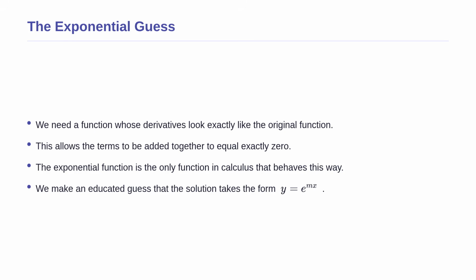This formula we just saw leads us to an important question. How do we actually solve it? We need a magical function that, when we take its derivatives, looks almost exactly like the original function. If they look alike, we can multiply them by our constant numbers, add them up, and get exactly 0. In all of calculus, there is only one function that behaves this way, the exponential function. So we make an educated guess that our solution will look like e raised to the power of m times x, where m is an unknown constant we need to find.